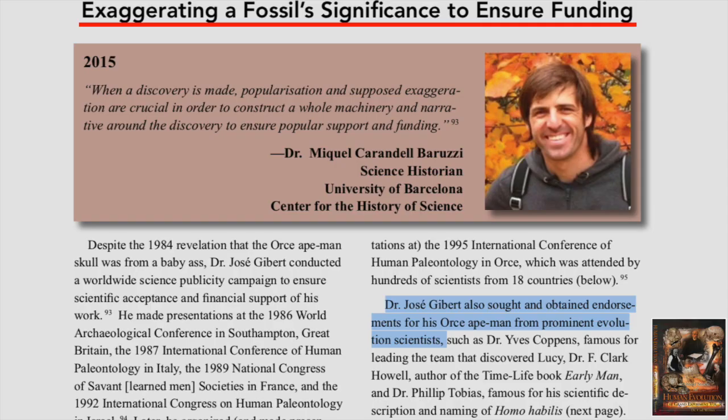Okay, so how does this happen? Well, you exaggerate the fossil's significance to ensure funding. You don't get funding for a donkey skull. You get a whole lot for a human skull. And again, the guy in charge of it, that's his meal ticket. He's set for life if he can convince other people that this is an ape-man skull.